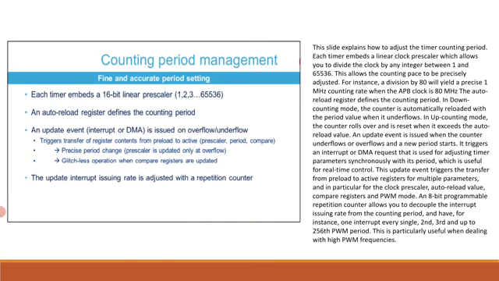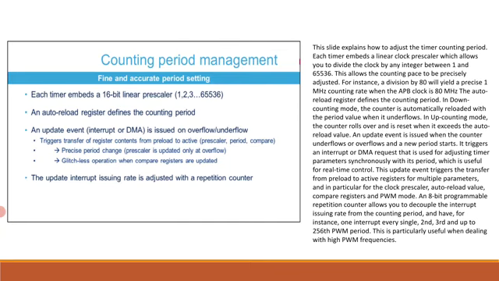The auto reload register defines the counting period. In down counting mode, the counter is automatically reloaded with the period value when it underflows. In up counter mode, the counter rolls over and is reset when it exceeds the auto reload value. An update event is issued when the counter underflows or overflows and a new period starts. It triggers an interrupt or DMA request that is used for adjusting timer parameters synchronously with its period, which is useful for real-time control.